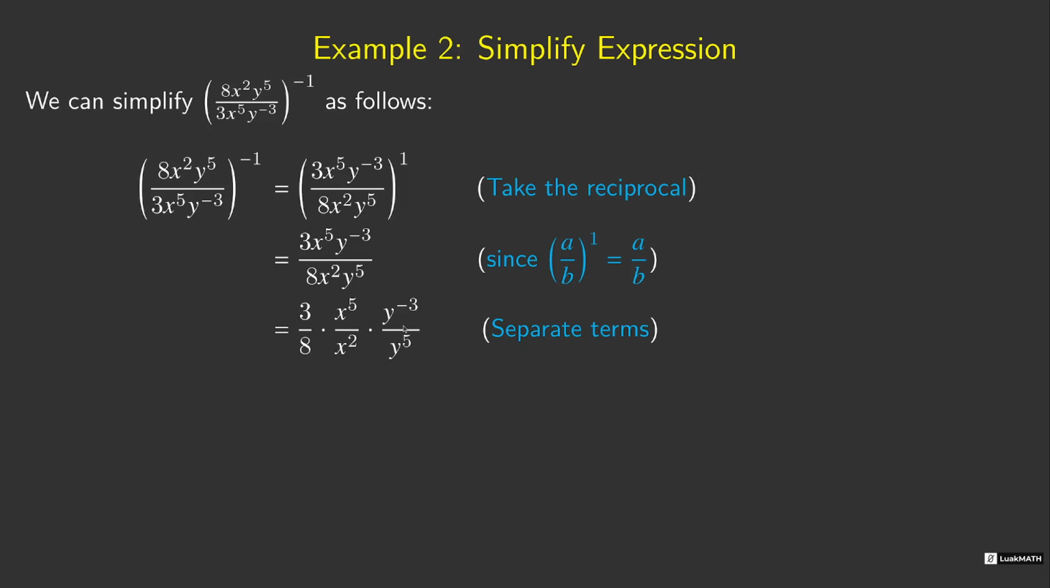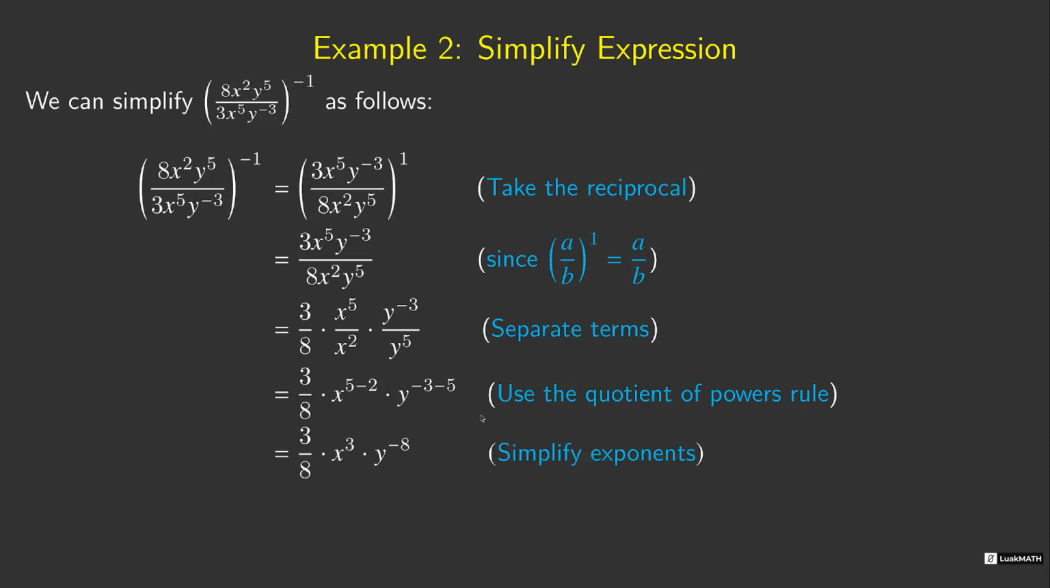That way, now these fractions here, I can use the quotient rule. And sure enough, I use the quotient of powers. So now I subtract this 2 from 5, and then I subtract this 5 from minus 3. So now we have 3 over 8 times x raised to 5 minus 2 times y raised to minus 3 minus 5. Okay, next we simplify. So 5 minus 2 gives us 3, so we have x cubed. And then minus 3 minus 5 gives minus 8, so now we have y raised to minus 8.